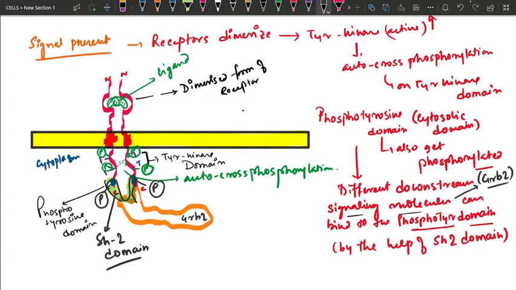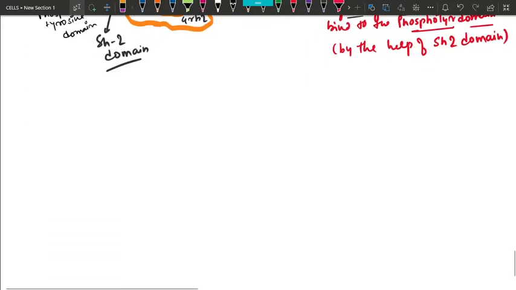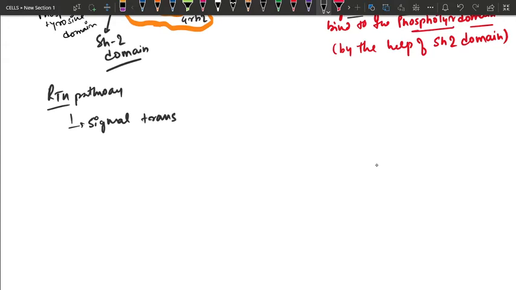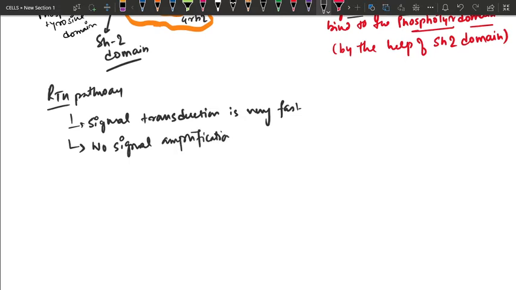Now the point is this receptor tyrosine kinase pathway. Okay, now the very important point, this receptor tyrosine kinase pathway, the RTK pathway. Here, in the receptor kinase pathway, we'll see that the signal transduction is very fast, but there is no signal amplification, and at the same time, there is no cross reaction.